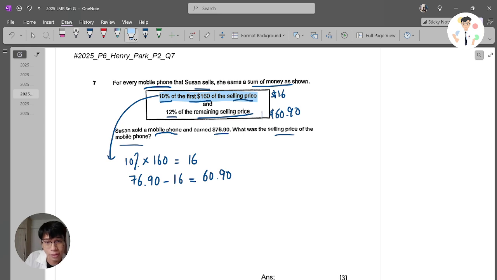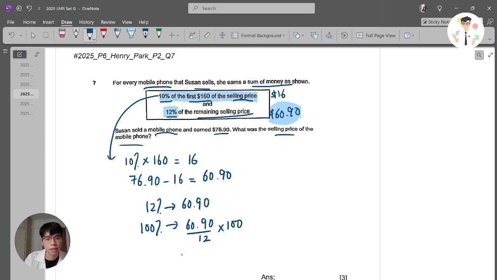And this amount that I earned is only 12% of the remaining selling price. So if 12% gives you 60.90, then what is the remaining selling price? It's 100%. So I just use $60.90 divided by 12 times 100. Press on your calculator and you should get 507.50. And this is my remaining selling price.